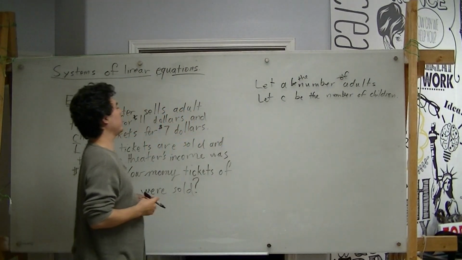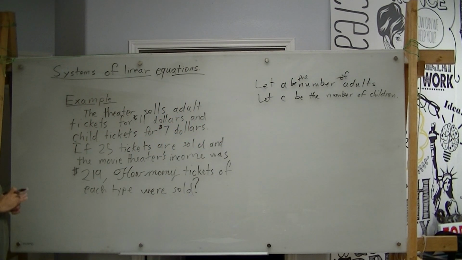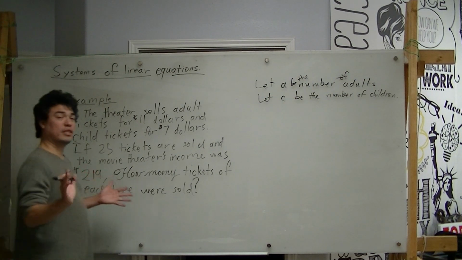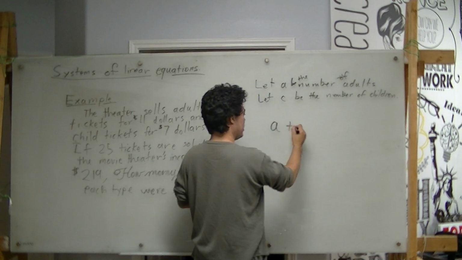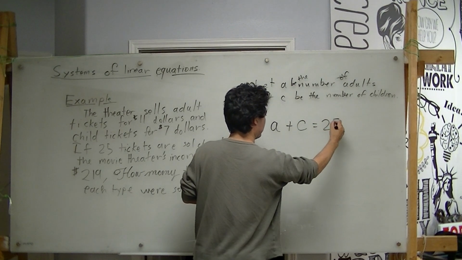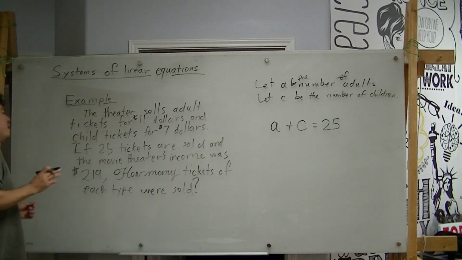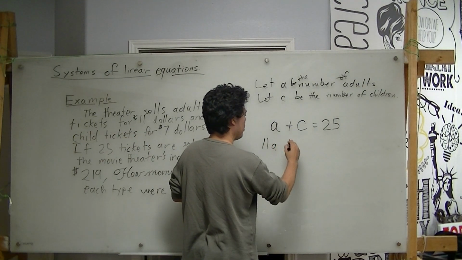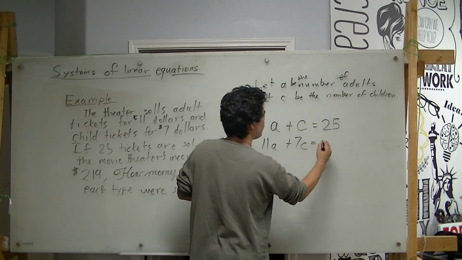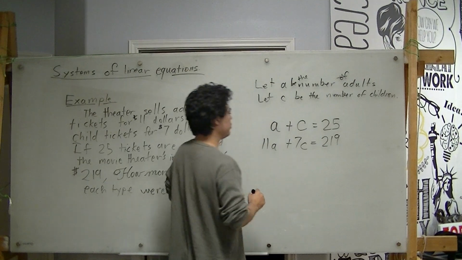So now if we read this problem again, we can see that the theater sells adult tickets for $11 and child tickets for $7. And it says that 25 tickets were sold in total. So somehow we must have that the number of adults plus the number of children has to be 25. But now it also tells us that the movie theater made $219. So we must have that 11A plus 7C has to equal 219. Okay.